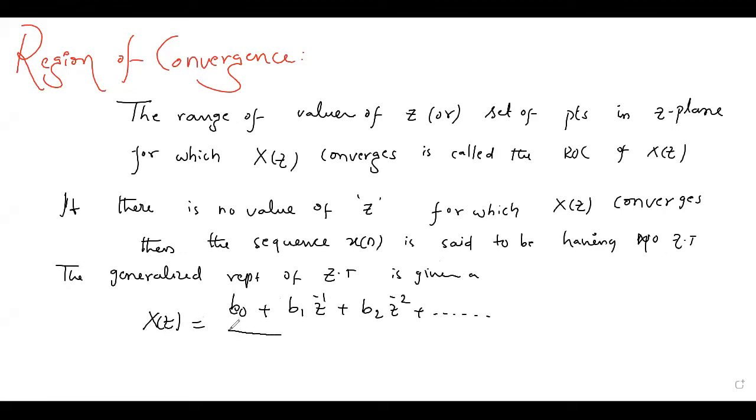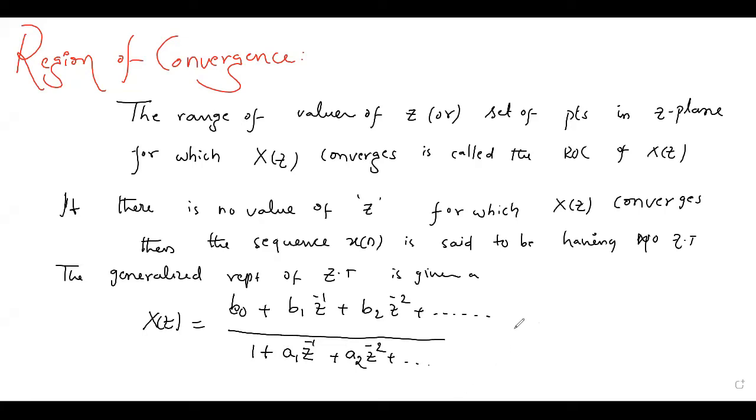Numerator. B1, B2 may be 0 also. Infinite number of terms may also be there. Denominator must be a finite quantity, so 1 plus A1 into Z power minus 1. If denominator is 0 means infinity, that's why constant 1 is represented here. Plus A2 into Z power minus 2 plus so on.